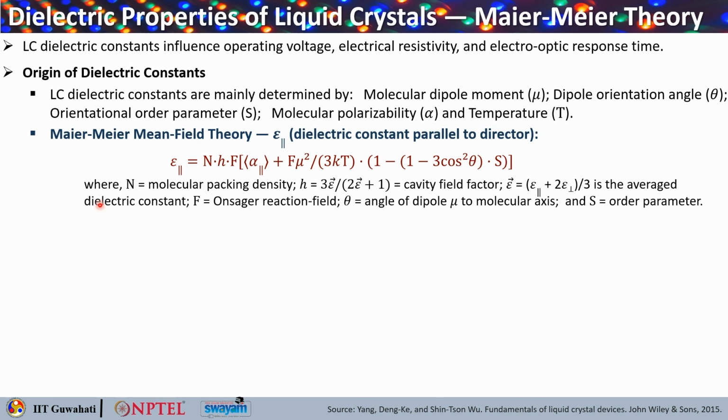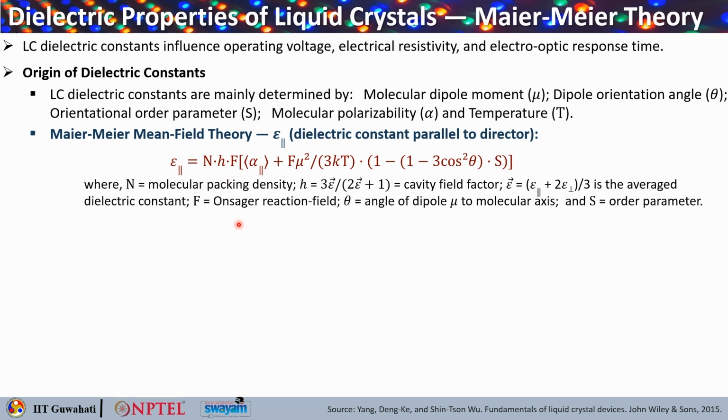Now, what you see in the Mayer mean field theory is that the dielectric constant parallel to the director, called epsilon parallel, can be written as N H F times the average of alpha parallel plus F mu square divided by 3 kT times (1 minus 3 cos square theta) S. So, what is this F here?